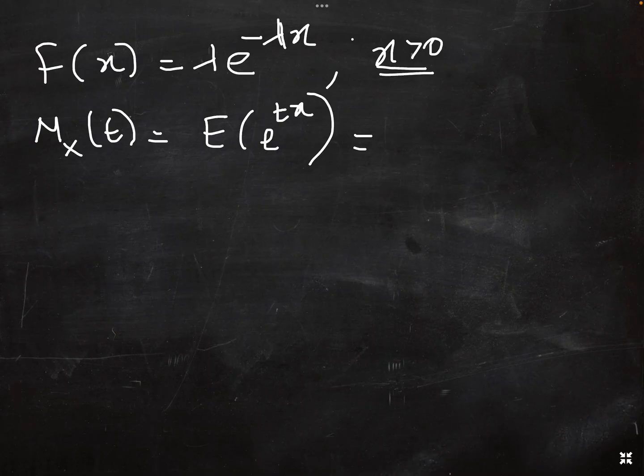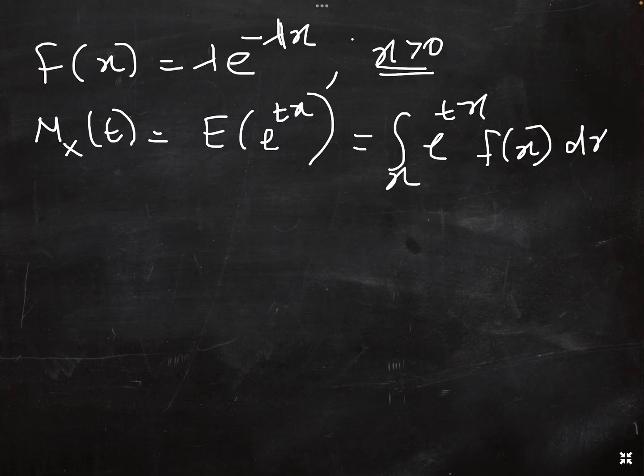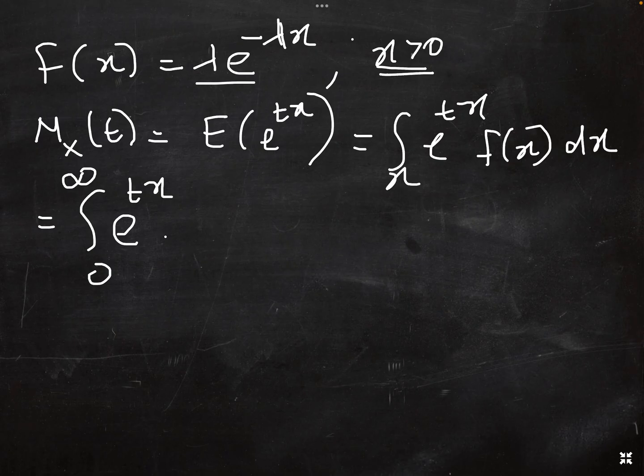So the expectation of e raised to tx is equal to the integral of e raised to tx into f of x dx. That is equal to the integral over the range of x, x greater than 0, that is 0 to infinity, of e raised to tx into f of x, where f of x is lambda e raised to minus lambda x, dx.